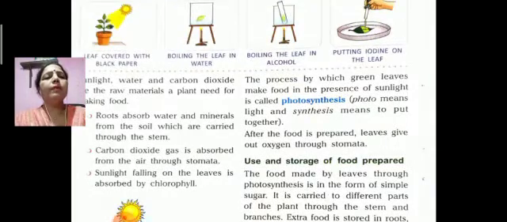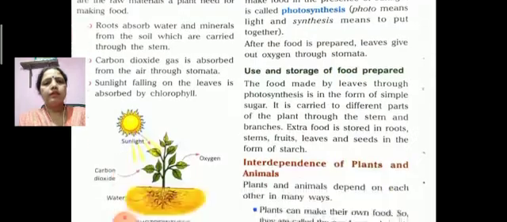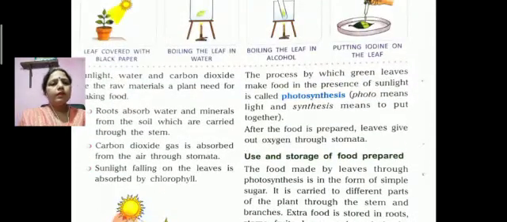Now we will learn about photosynthesis. What is photosynthesis? The process by which green leaves make food in the presence of sunlight is called photosynthesis. Okay, photo means light and synthesis means to put together. After the food is prepared, leaves give out oxygen through stomata.